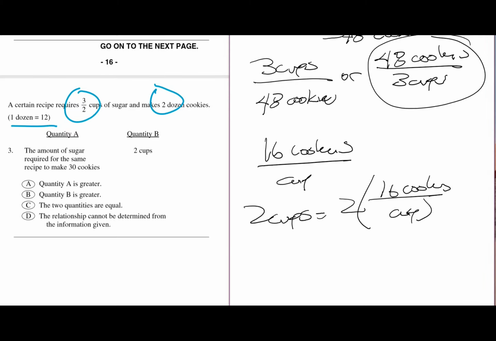So this is 2 cups and they cancel. So essentially the unit is how many cookies. So 2 cups, it should be cups, and they cancel, and you're left with 32 cookies, which, we know, is greater than 30 cookies.